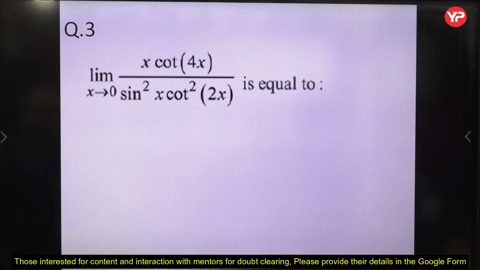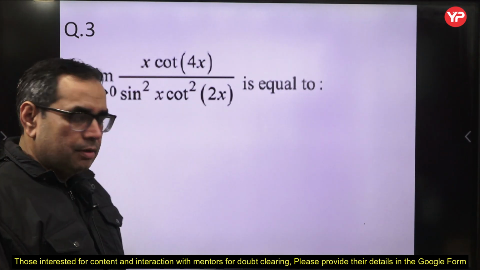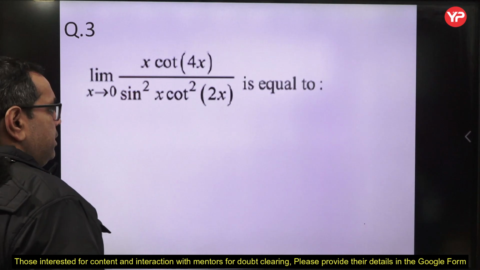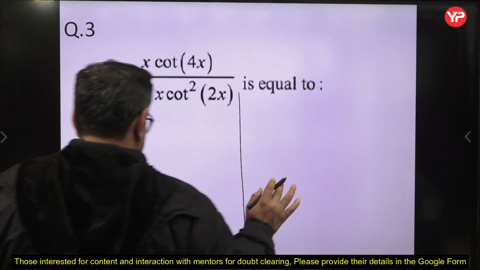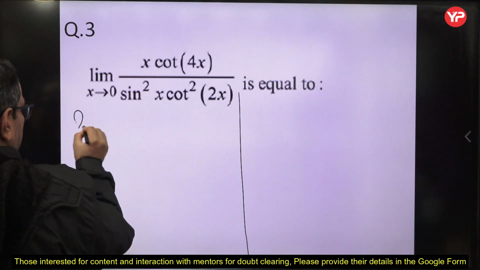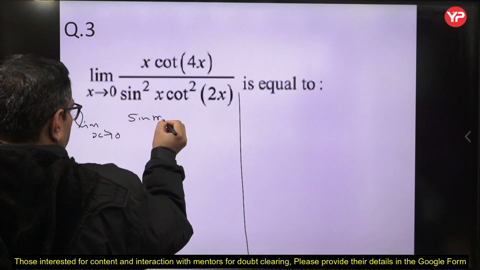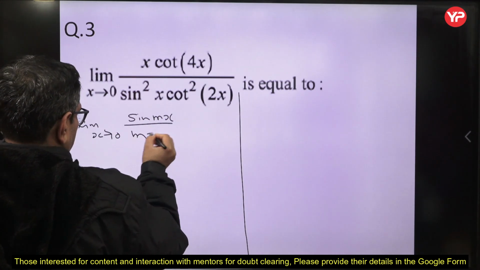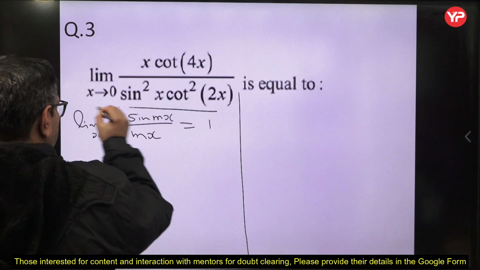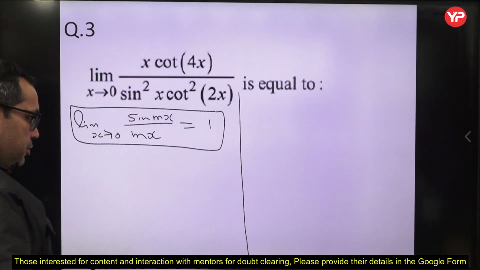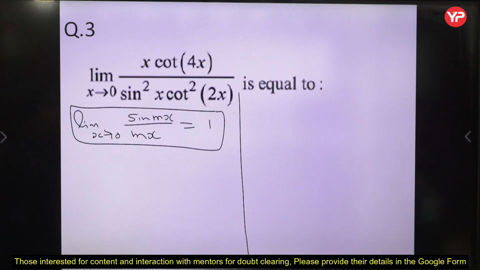Okay, so now let me explain the solution of this problem. Limit का question है, ठीक है. सबसे पहले you have to remember first of all that limit x tends to 0 sin mx divided by mx is equal to 1, and this is a very popular limit, very important. You can derive this using L'Hospital's rule also. So always remember and always try to use this formula. ये formula बहुत important है, right.